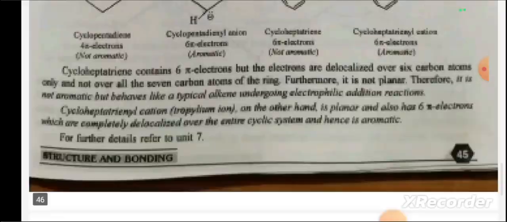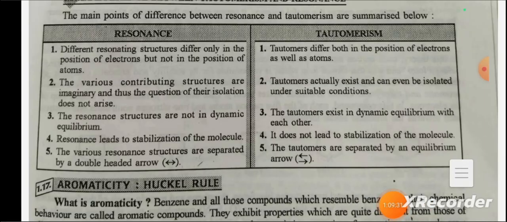Difference between resonance and tautomerism. First, resonance structures differ only in the position of electrons but not in the position of atoms, but tautomerism differs in both the position of electrons as well as atoms. Second, the various contributing structures are imaginary and thus the question of isolation does not arise. Tautomerism actually exists and can even be isolated under suitable conditions.